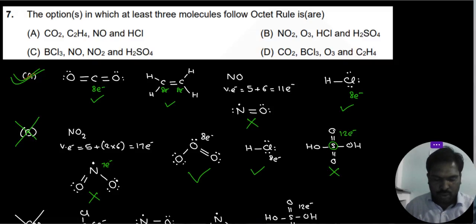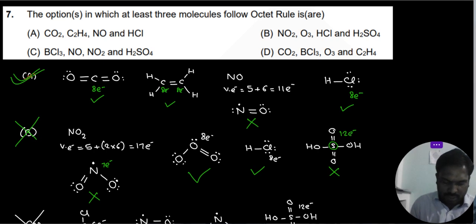Morning. Today I want to discuss one JEE Advanced 2024 question. This is from chemical bonding and molecular structure regarding the octet rule concept. The options in which at least three molecules follow the octet rule is, so first option: CO2, ethylene, NO and HCl.